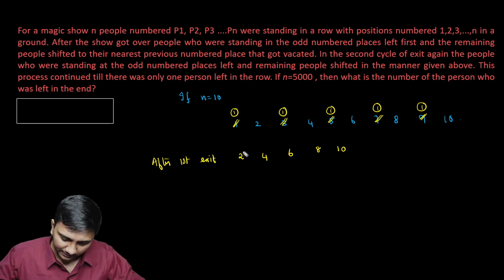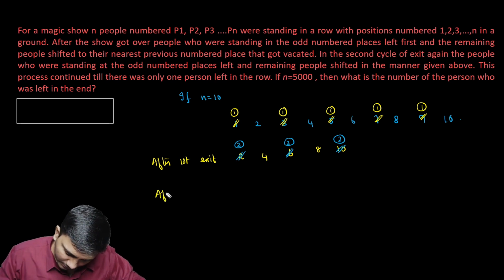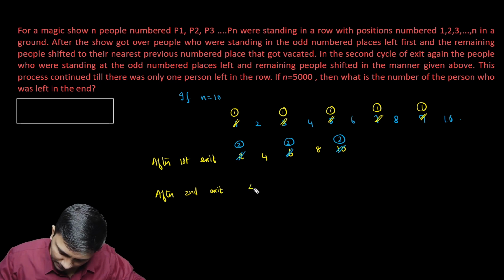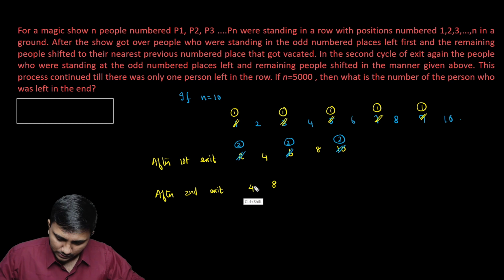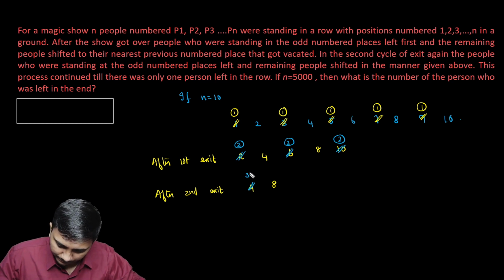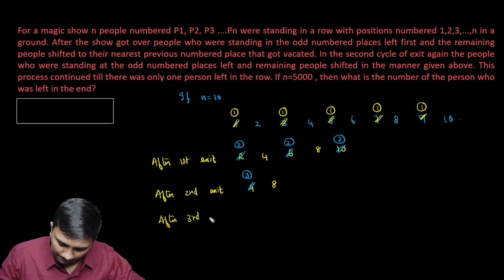Now in the second exit, these ones will go off. 2 will go, 6 will go, 10 will go. So these are the ones which went in the second exit. So after second exit, we will have only 4 and 8. Now when we go for the next exit, 4 will go off, right? So 4 will go and 4 is going in the third exit. So after third exit, we will have only 8.